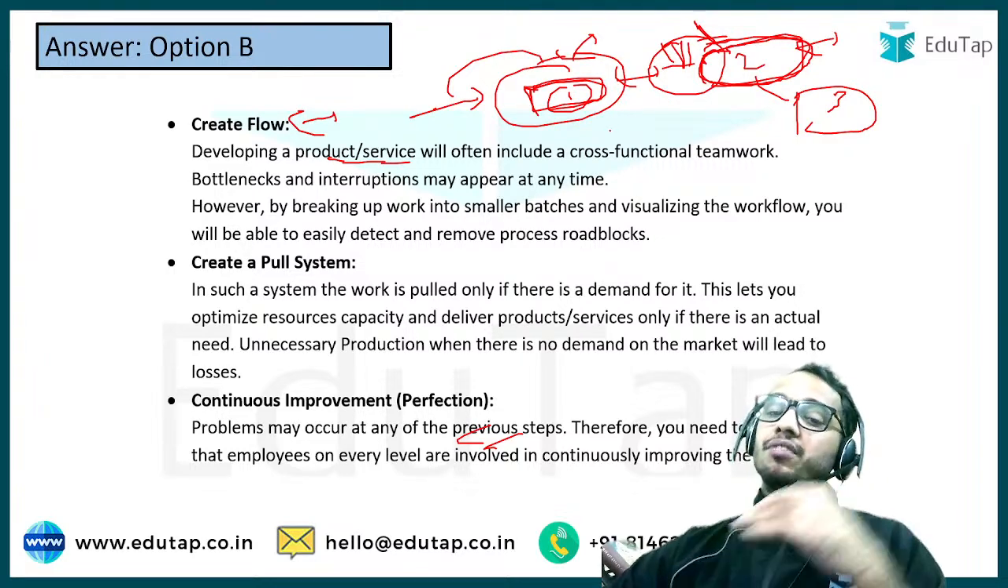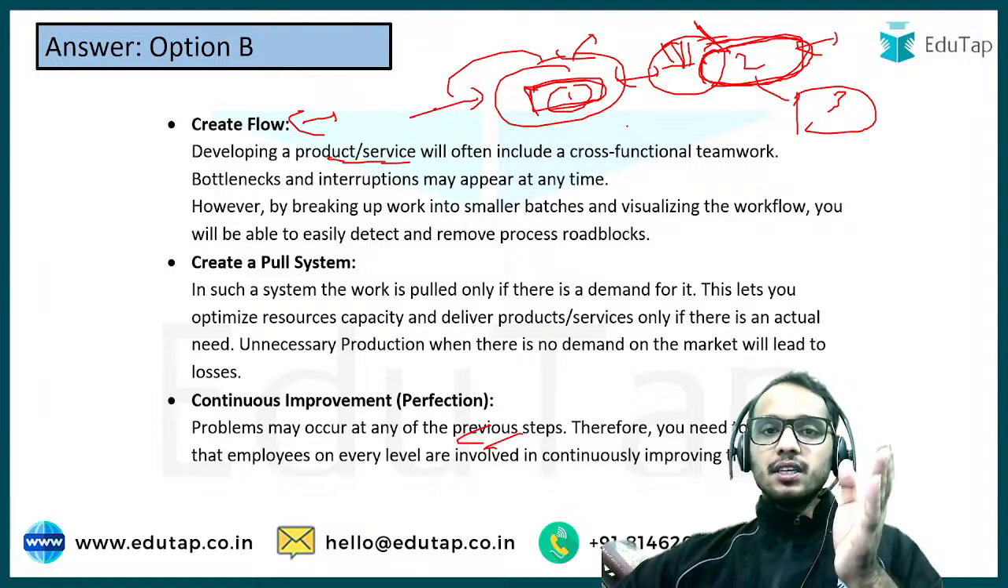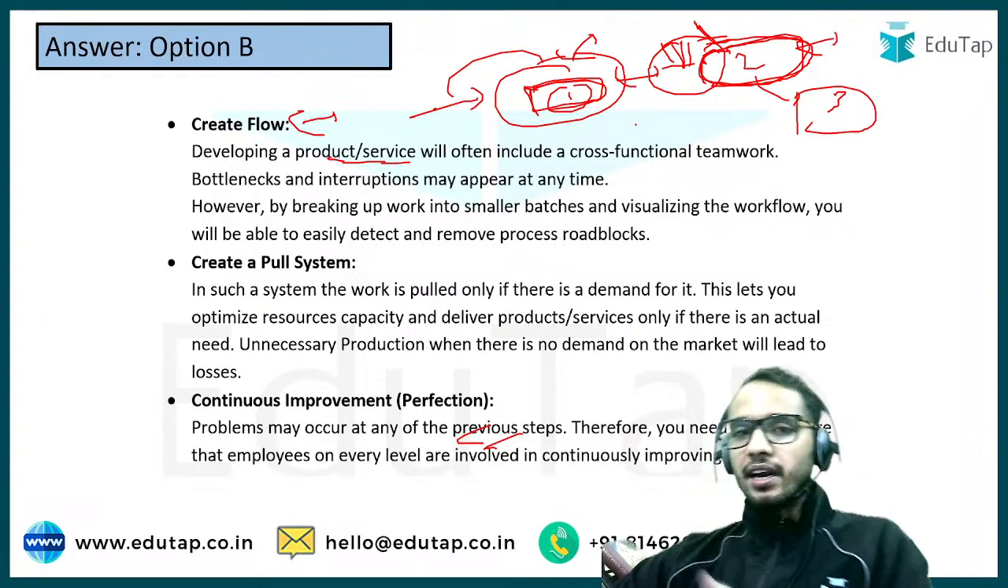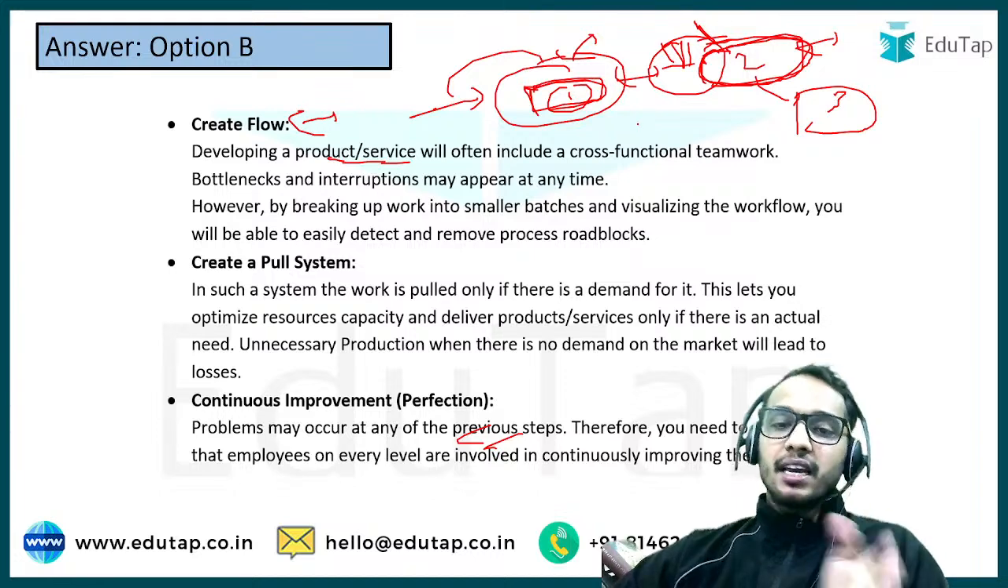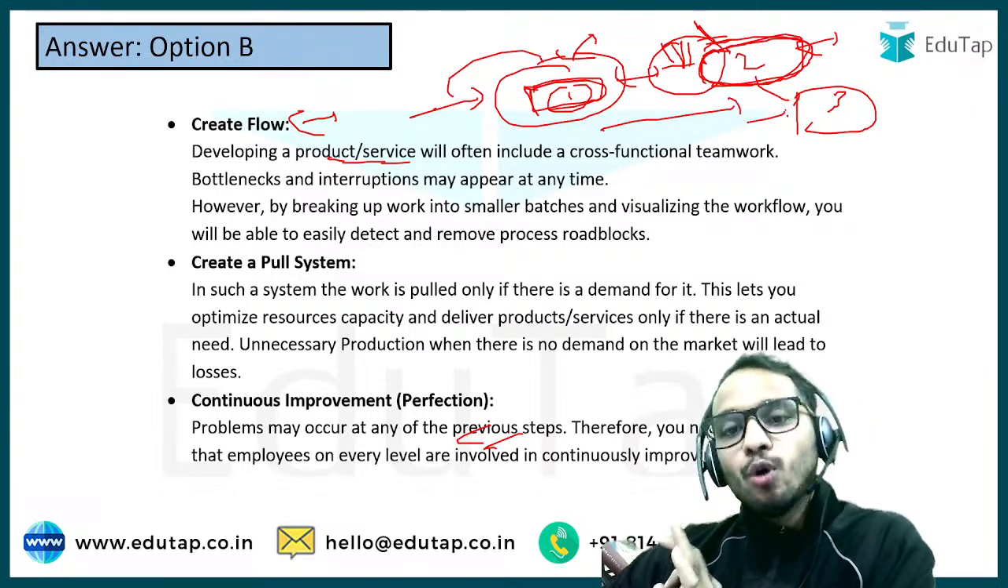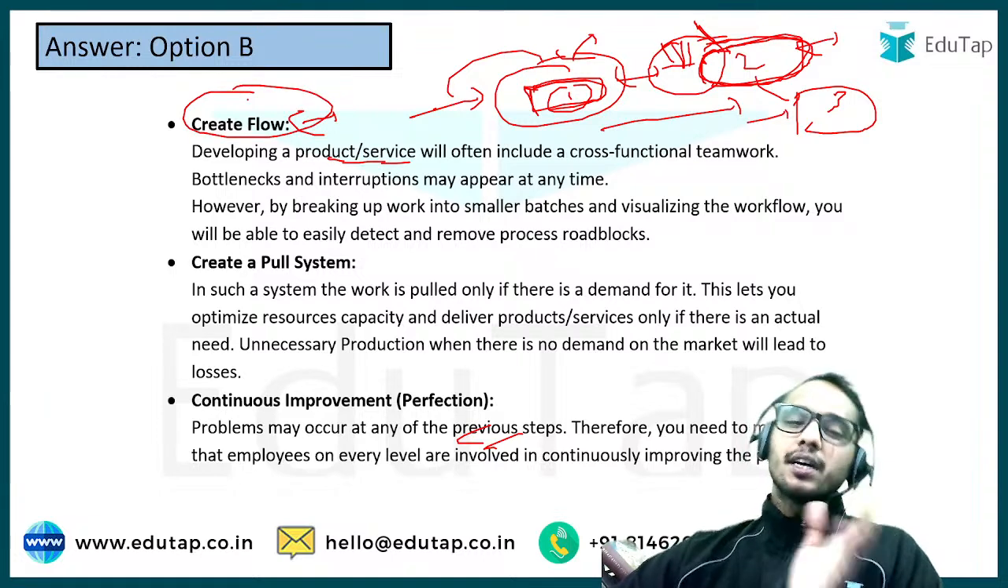Which process should be applied first, and which process should we apply after that? There should be a flow of that, and this flow is what the third principle is, create flow.